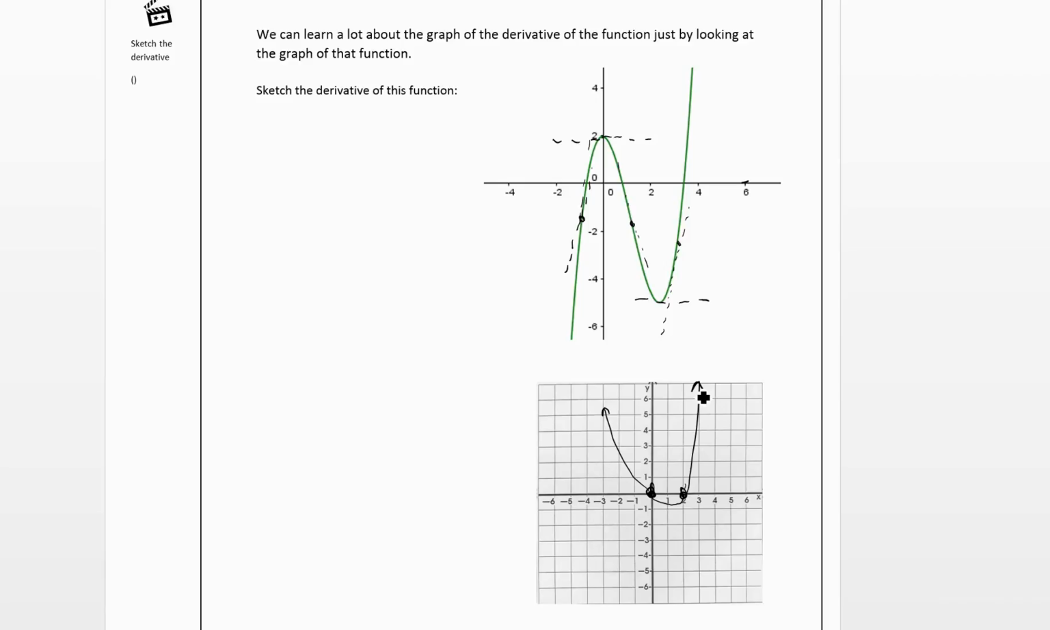Okay, so this might not be a great sketch, but we're just saying, where would the derivative be 0? Where would it be positive? Where would it be negative?